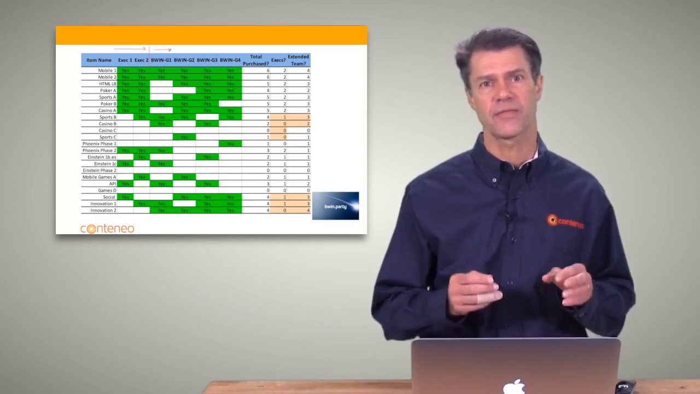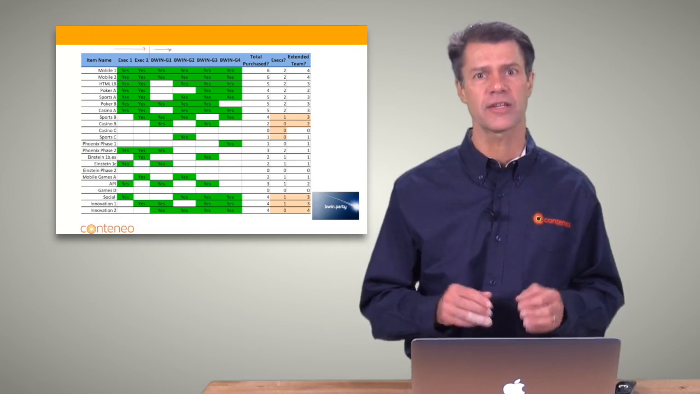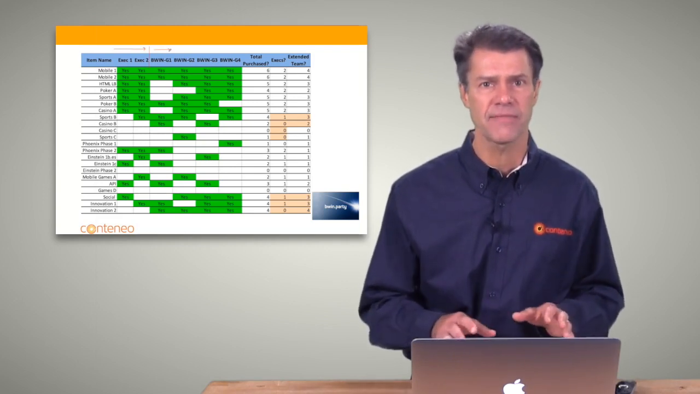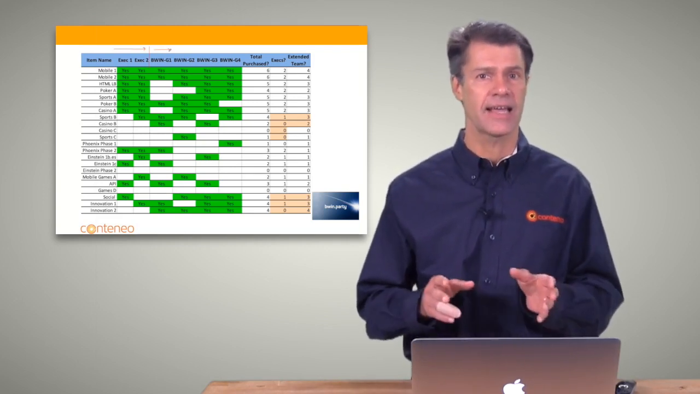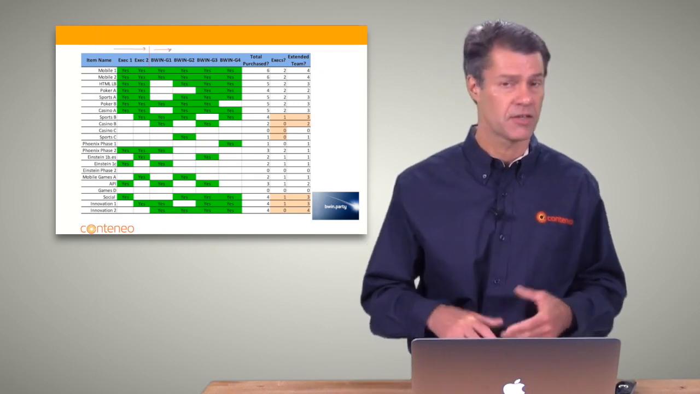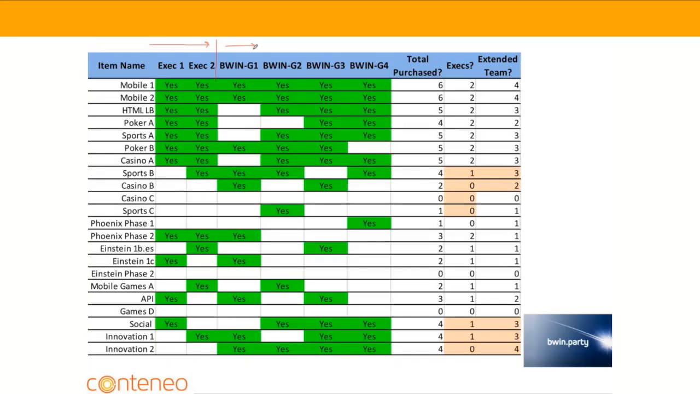Here, we see that the first 2 mobile projects under consideration were unanimously funded by the leaders and the extended leadership team. Complete and utter agreement. But what I want to show you that is different is notice that we have Phoenix Phase 2. The leadership team funded it, but only one of the extended teams funded it, as contrasted with an innovation project down here where none of the leaders funded it, but all 4 of the extended leader teams funded it.